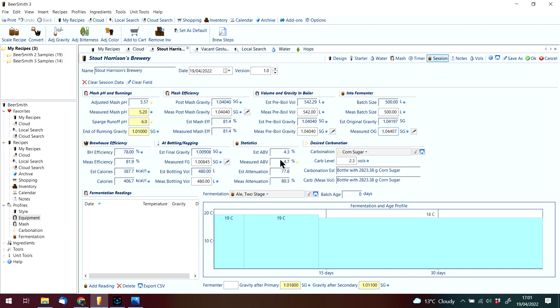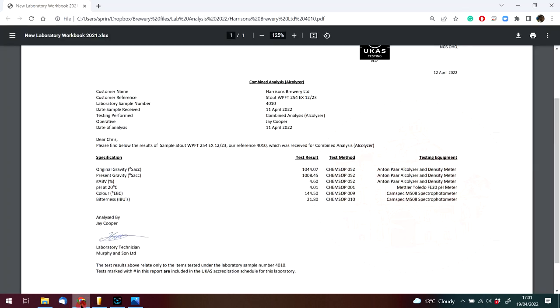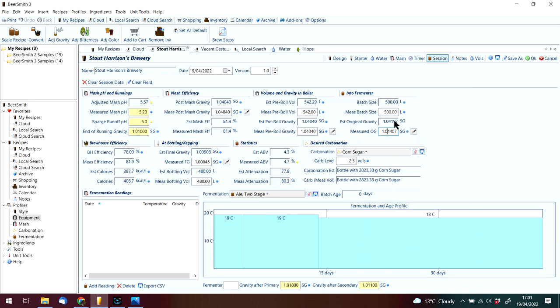And then that gives us a measured ABV of 4.7. Let's have a look what Murphy says. Murphy says it's 4.6. So obviously, BeerSmith has maybe one or two rounding errors in there, but that's close enough for us. Then we can now see that there are real numbers that have been plugged in.